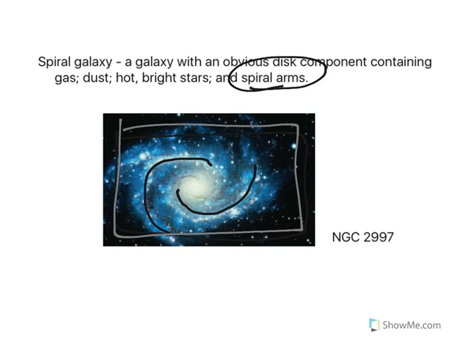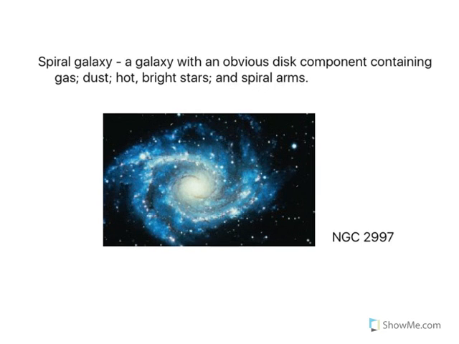If we were to rotate this galaxy edge on, then we would just see basically a line in the sky, and that would be the disk component. Face on, you see the spiral arms. Edge on, you see just the disk.